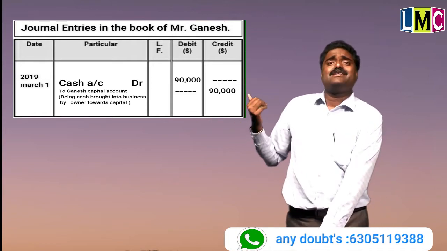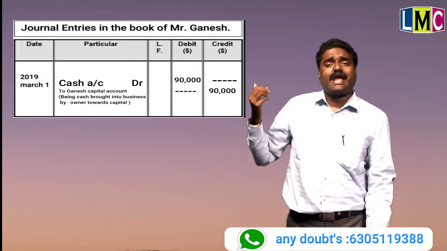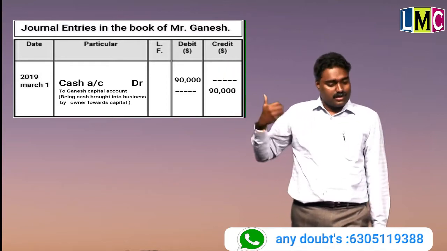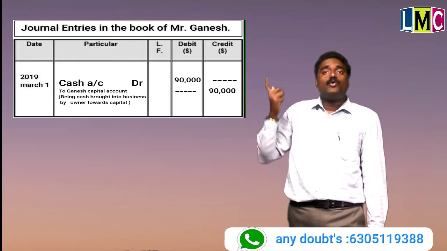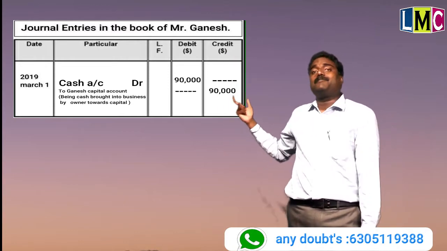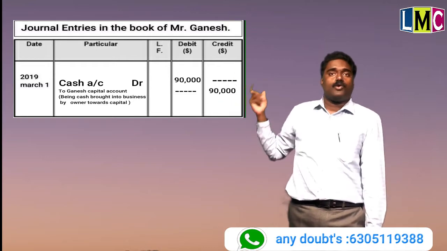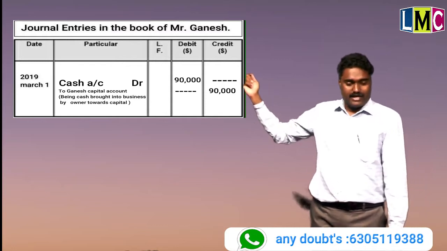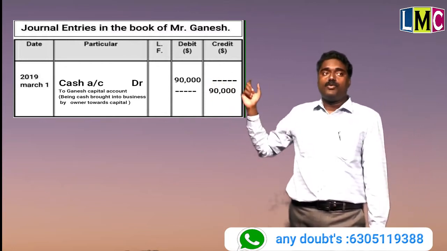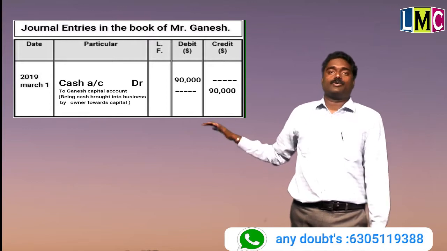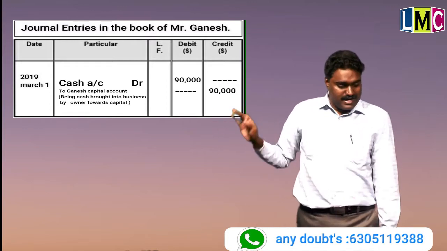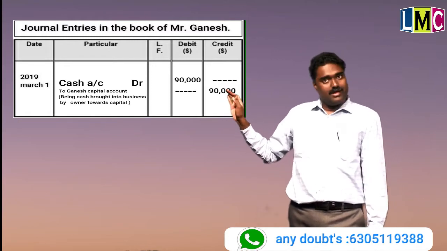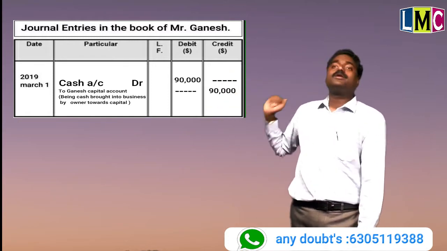So what is coming in here? Cash is coming in. Cash comes under which account? Real account. Debit what comes in, credit what goes out. So cash account debtor to Ganesh capital account, 90,000 and 90,000. Once the entry has been entered, we need to close with the narration: being business commenced by an owner towards capital. And the narration would be closed.